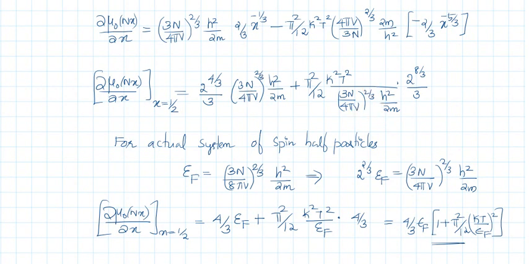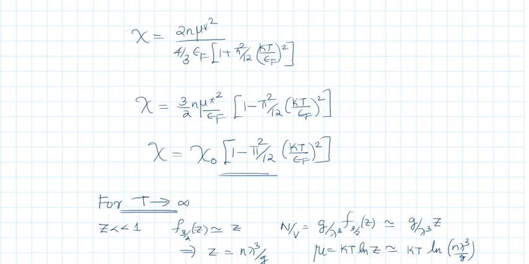Then you will get it as 4 by 3 EF plus pi square by 12 into k square t square by EF into 4 by 3. 4 by 3 EF can be taken outside: 1 plus pi square by 12 into (kt by EF) whole square. So chi is equal to 2n mu star square divided by 4 by 3 EF into 1 plus pi square by 12 (kt by EF) whole square.